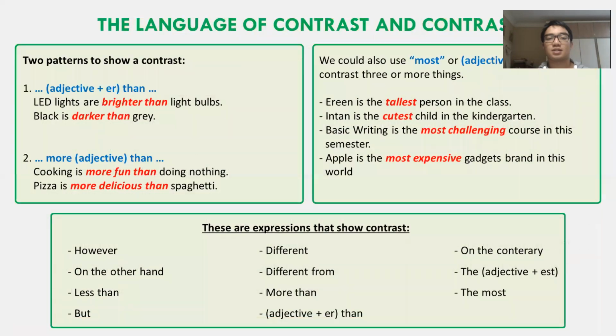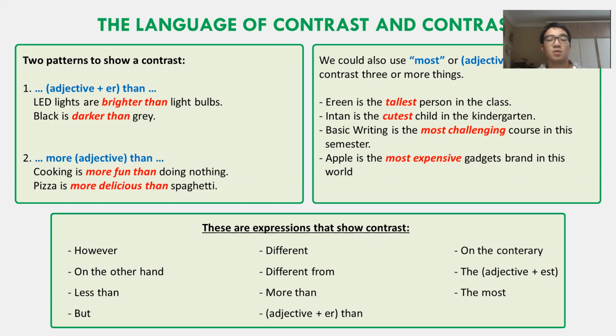Next discussion is about the language of contrast, and contrast itself. Okay, there are two ways to show contrast. The first is like this: adjective plus er, brighter, darker, taller, smaller, thinner, like that. It's adjective plus er, and then followed by than. For example, LED lights are brighter than light bulbs. Black is darker than gray.